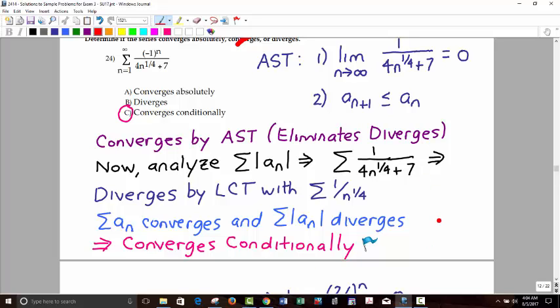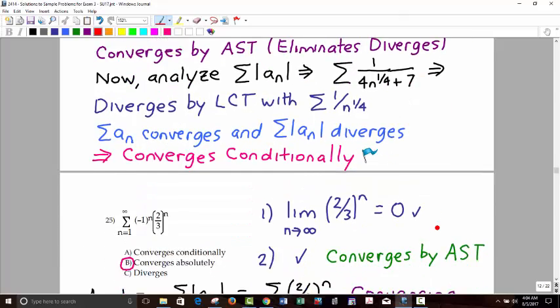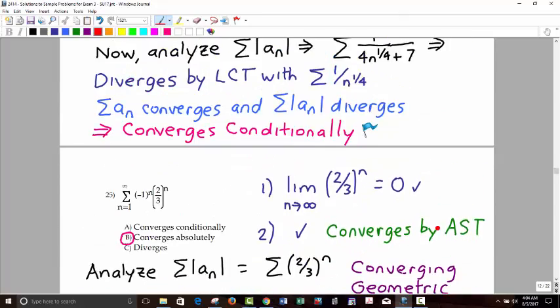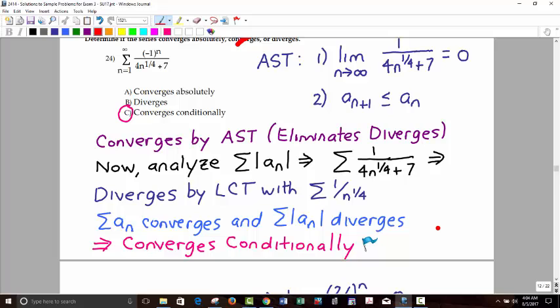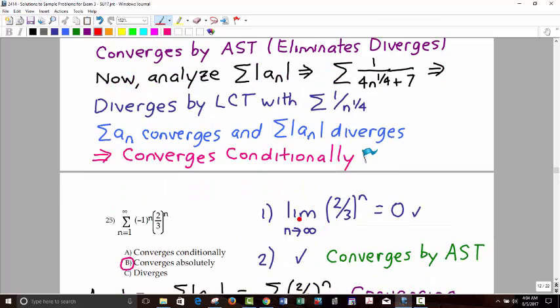Absolute convergence, which I'm sure we probably have one of those coming up, means it would converge with the negative 1 or without the negative 1, either way. But this one's conditional because it had to have the negative 1. This concept can be a little tricky for students, I realize that.